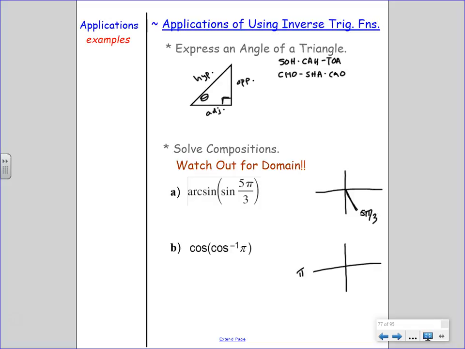If we're trying to find arc sine of sine of 5 pi over 3 or cosine of cosine inverse, this looks really funny unless we remember how a function and its inverse are related. Do you guys remember that from a while ago? If we're dealing with inverse functions, do you remember what happens when you take the composition of a function with its inverse? What normally happens? Do you need to see an example? Let's look at an example.